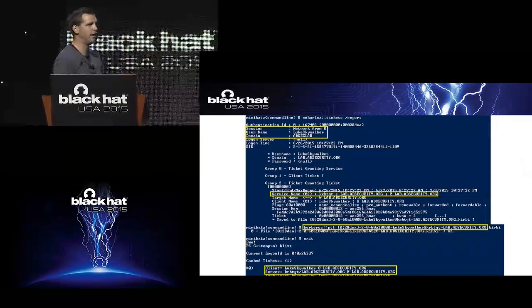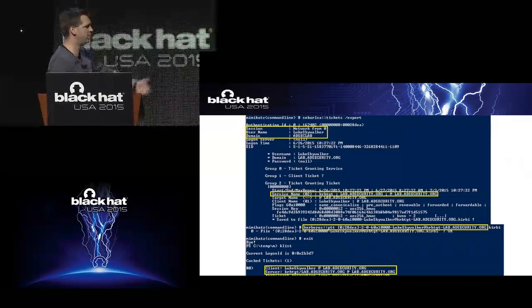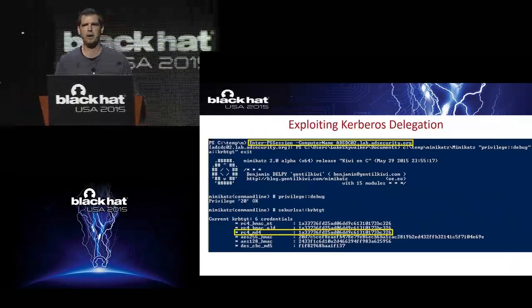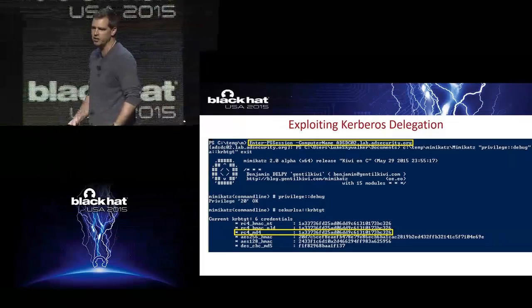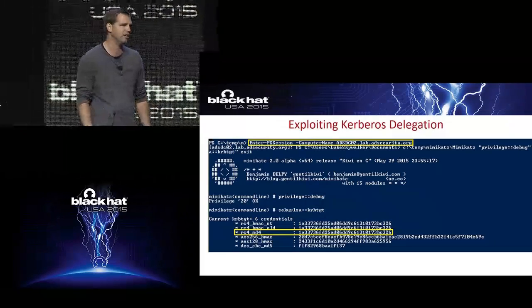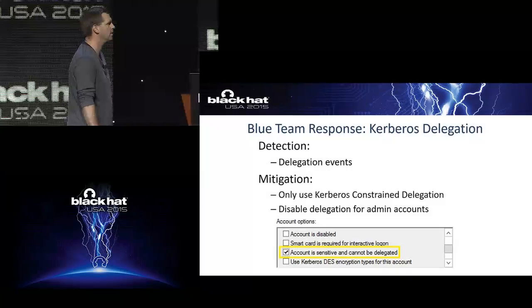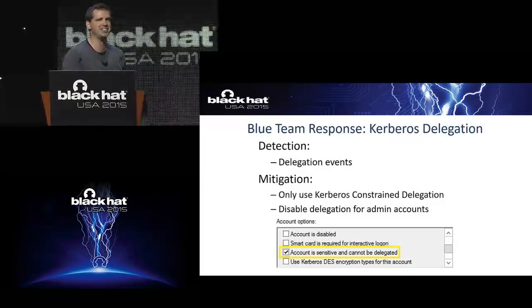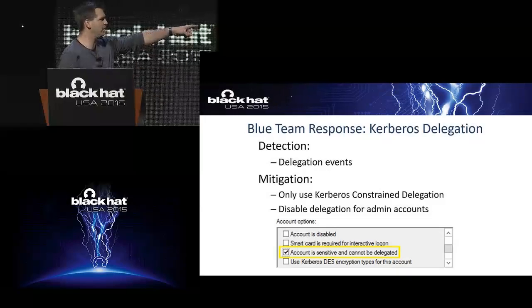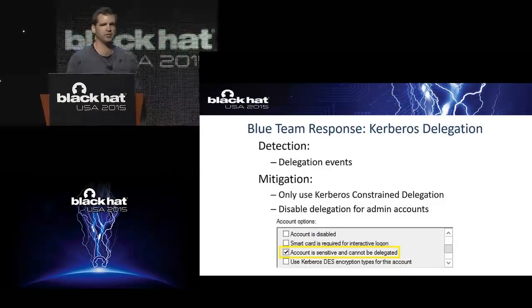But we have this user's TGT, which then we pass the ticket. And using PowerShell remoting, we can connect to a domain controller, and we can dump the krbtgt account password hash, which means we can create golden tickets now. The best and easiest way to fix this is don't use unconstrained delegation. The other one is to check this box on your admin accounts.